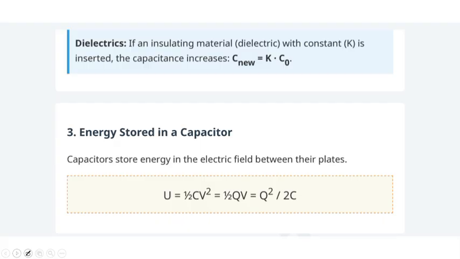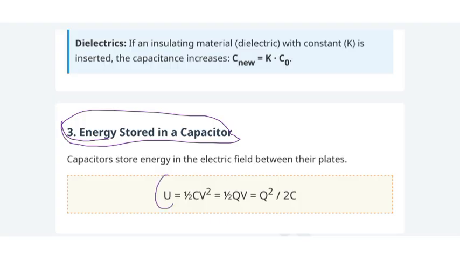Okay. So energy stored in a capacitor. Capacitance, we already know what capacitance is. So now, what is the energy stored in a capacitor? Energy stored in a capacitor is represented with U, and we have the formula: half CV squared.